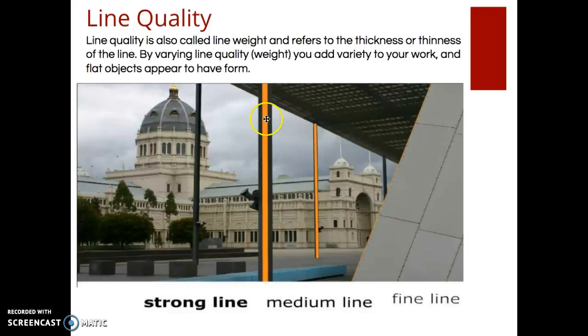So for instance here, this pole is much thicker because it's closer in the picture plane, but as we go back in the picture plane, this pole is much thinner. So it kind of gives this idea of depth, that this object, because it's closer to you, would be much bigger, and as the objects go farther away from you, they're much thinner or much smaller. And line qualities come in strong, medium, or fine.